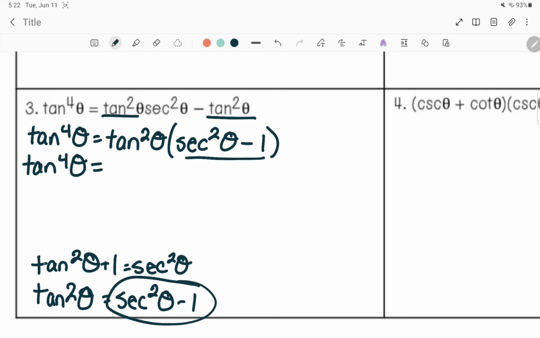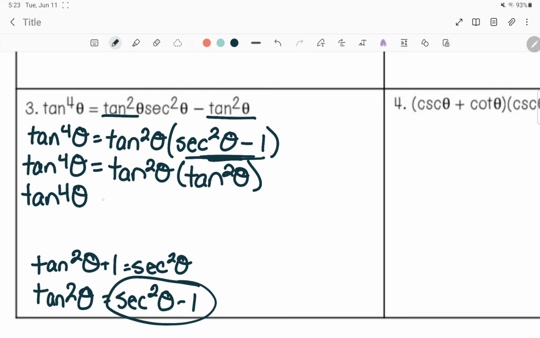So I'm going to substitute this tangent squared theta into this right here. So now I have tangent squared theta times tangent squared theta, subbing that in. So now I have tan to the 4th theta still equals tangent squared times tangent squared. Same base, so we add the exponents. We're going to have tangent to the 4th theta. And this one is proven.